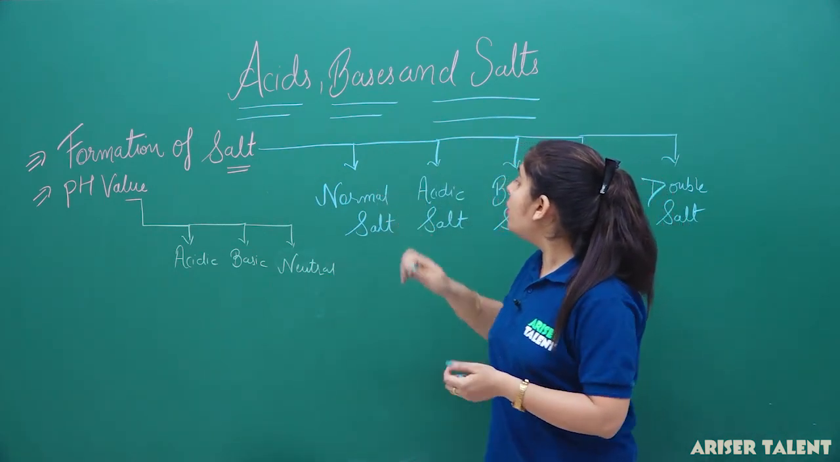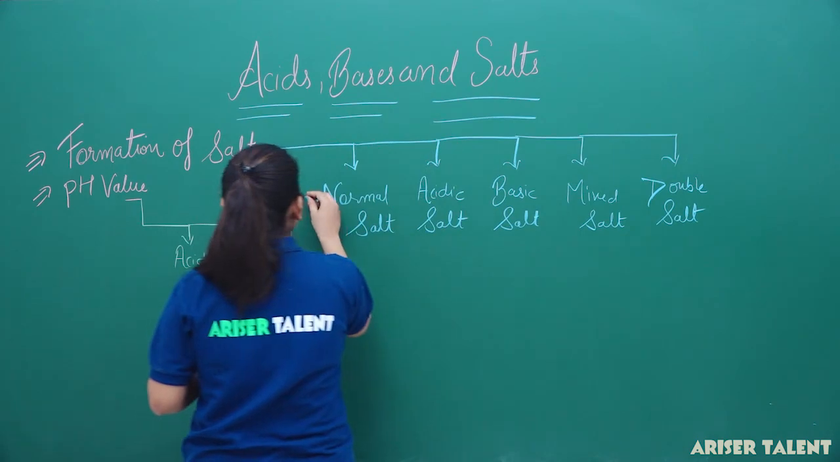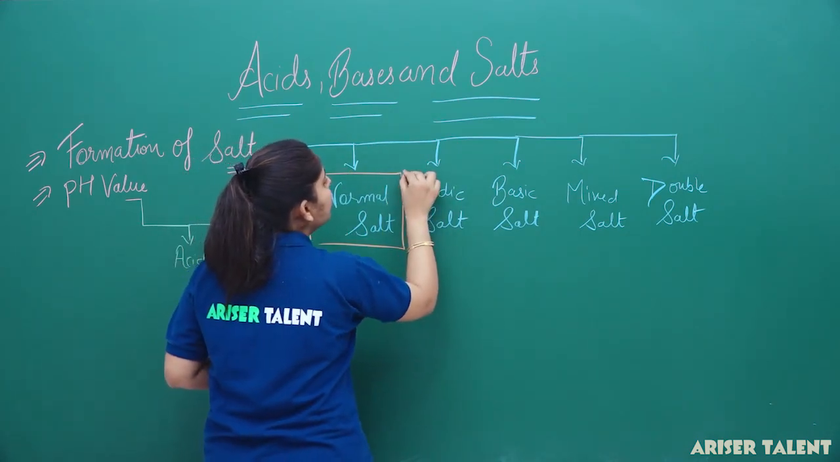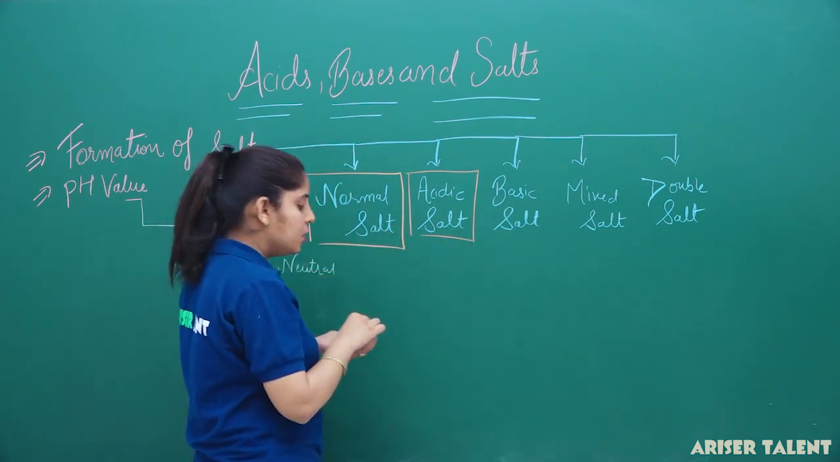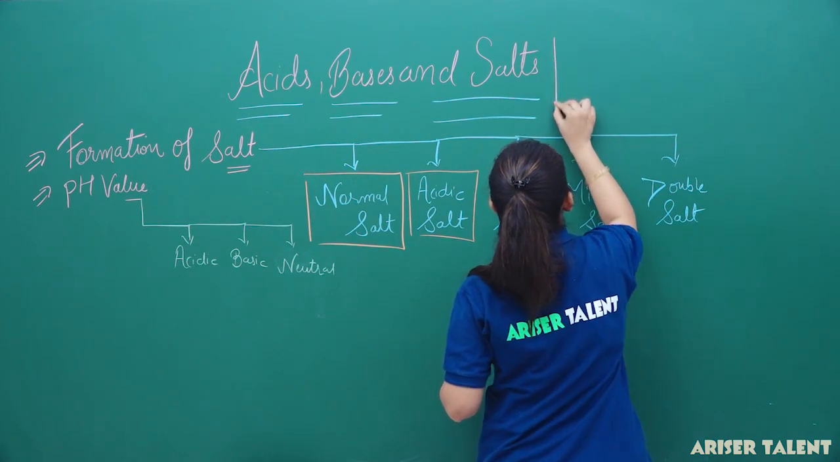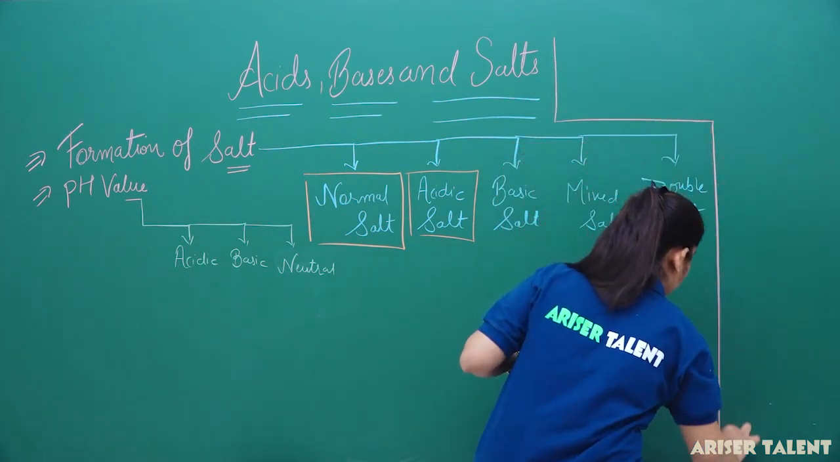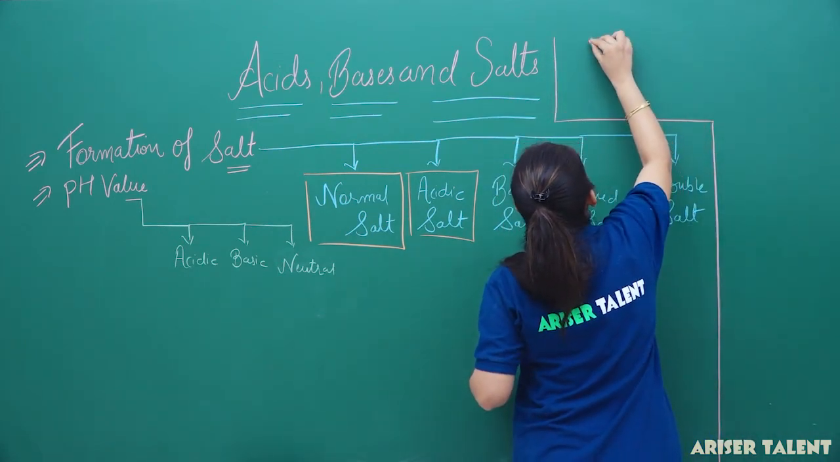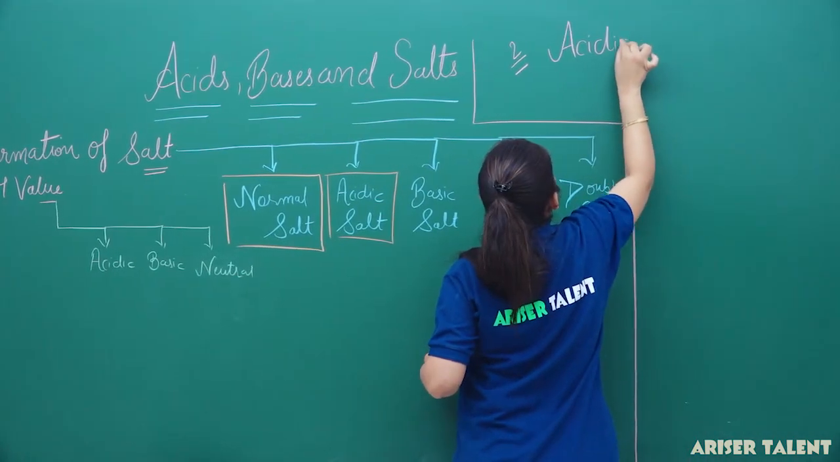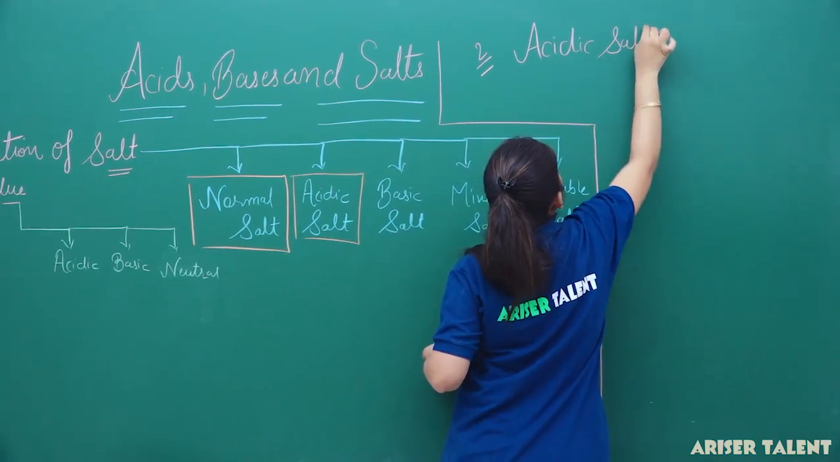Now we have already dealt with the normal salt. So now we are moving to our next topic, what are acidic salts. So our next topic will be acidic salts. Second classification is about acidic salts.